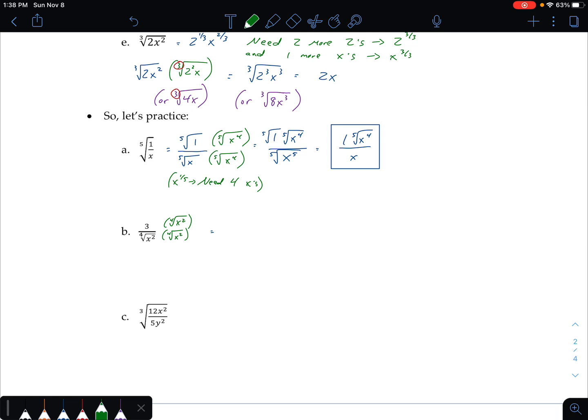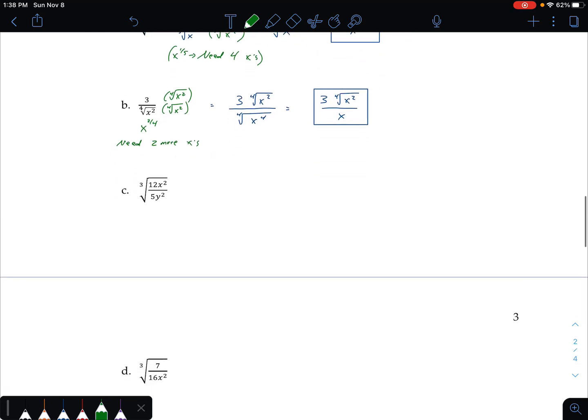Here I see I have an x to the 2 over 4, which means I need 2 more x's in order for it to cancel out. And as you can see over there, I multiplied by x squared inside a fourth root because I needed 2 more x's and I need the indices to match. 3 times the fourth root of x squared. On the bottom, I get x squared times x squared, x to the fourth inside a fourth root. Top stays the same, can't be simplified, and the bottom is my x. I'm always getting rid of the radical. It's just an x on the bottom.